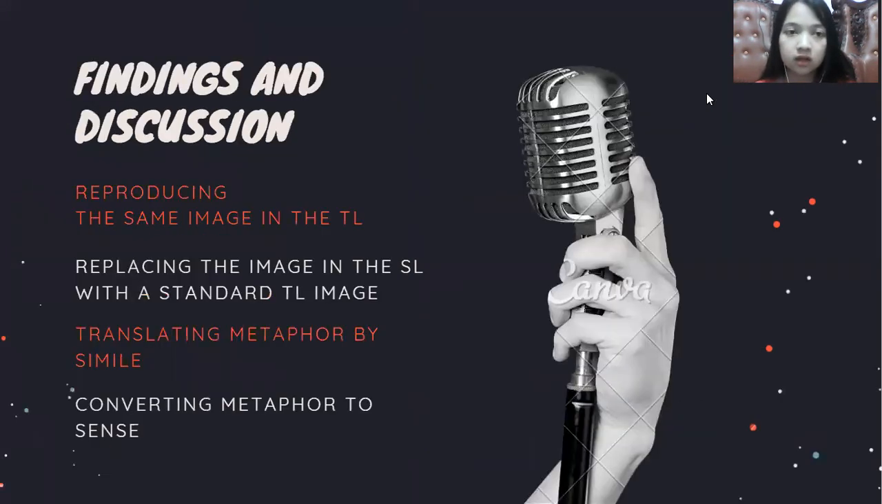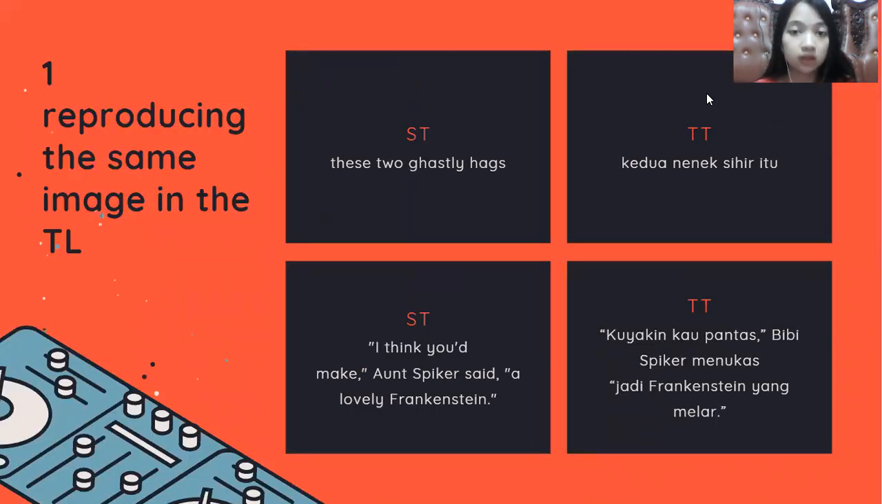In the findings and the discussion of this study, there are 4 strategies found in translating the metaphor and simile in James and the Giant Peach. The first one is reproducing the same image in the target language.